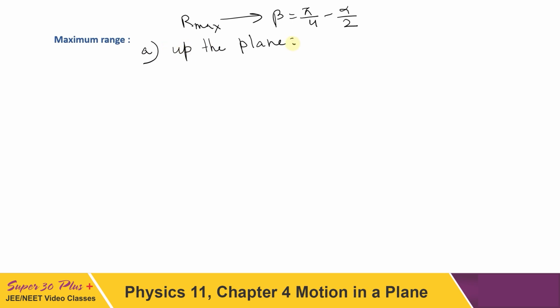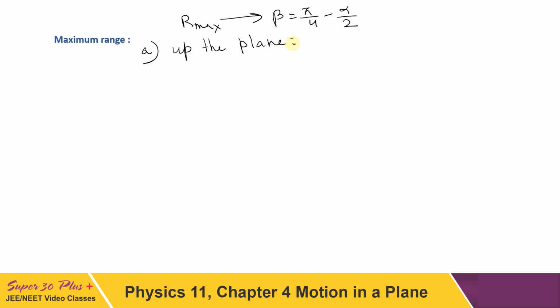Can you think what difference it makes when it is thrown up the plane and when it is thrown down the plane? Of course, it will make a difference because in both directions, acceleration will have different components. If it is thrown up the plane, then it will be a retarded motion, and if it is thrown down the plane, it will be an accelerated motion.